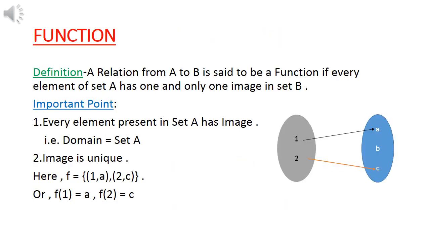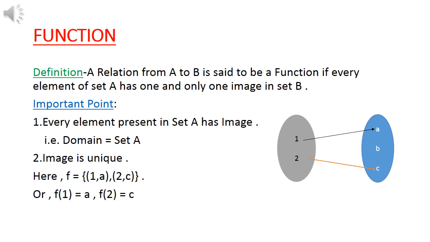Next is function. We know that a function is a special kind of relation. So what is the definition of function? A relation from set A to set B is said to be a function if every element of set A has one and only one image in set B.